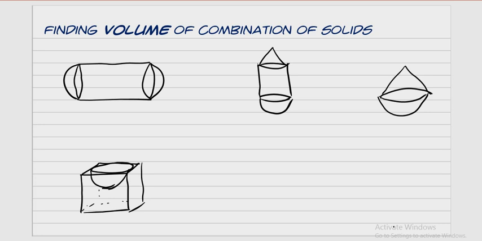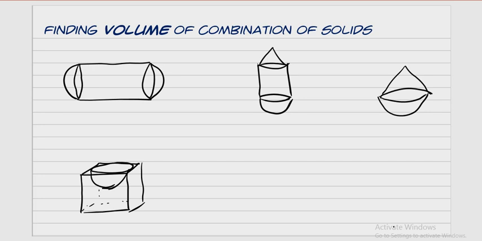In this video we are going to discuss how to find the volume of combination of solids. In the previous video we discussed how to find the surface areas of combination of solids. For the different types of figures, we have different approaches to find the surface area of combination of solids. But to find the volume of combination of solids, it is very simple.